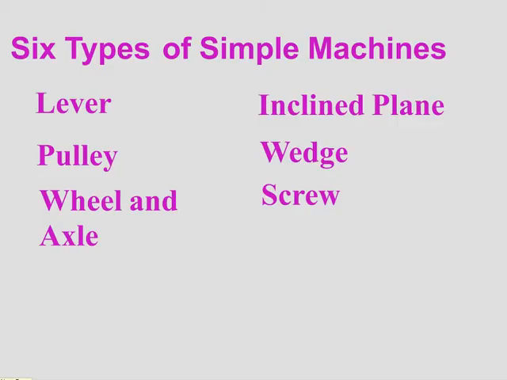There are 6 different types of simple machines, and a simple machine just has one part. You probably have learned about these in elementary school, but you didn't go into the math about them. So there's the lever, pulley, wheel and axle, inclined plane, wedge, and screw. We'll be going a little bit more in detail on each one of these.